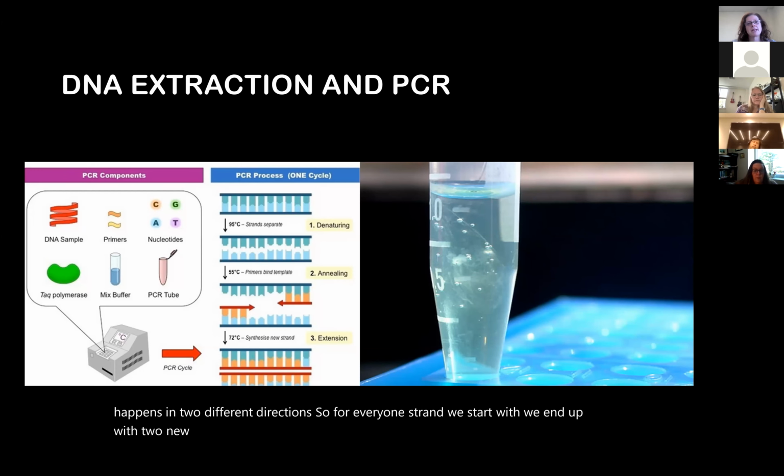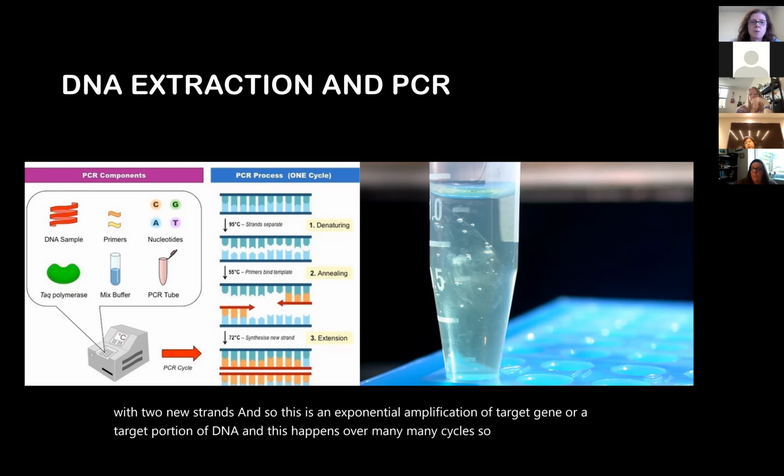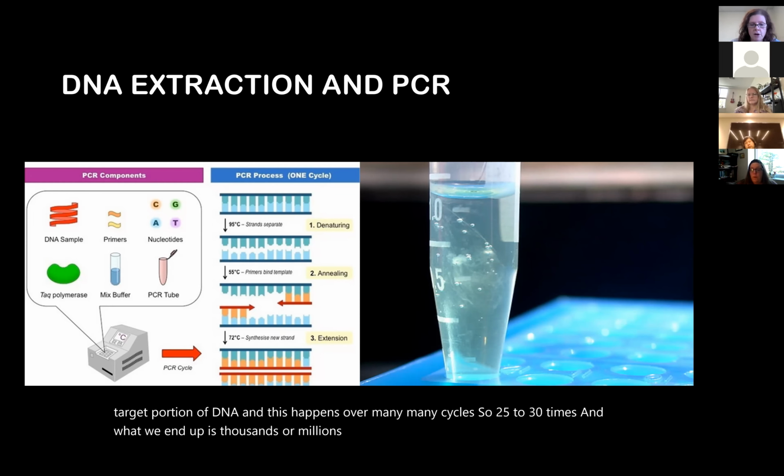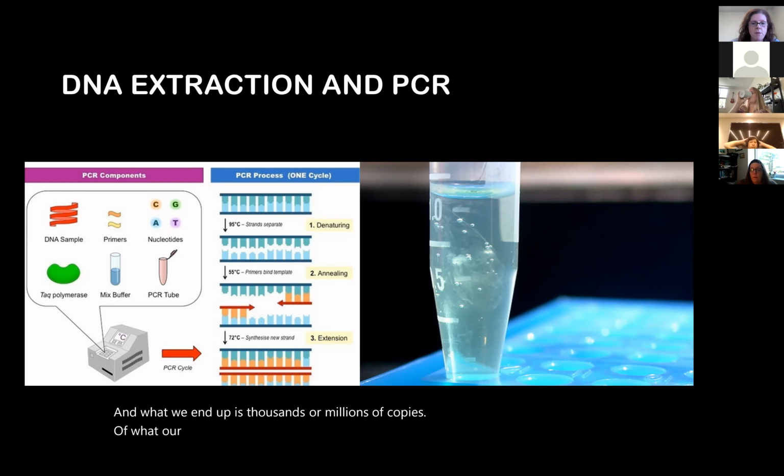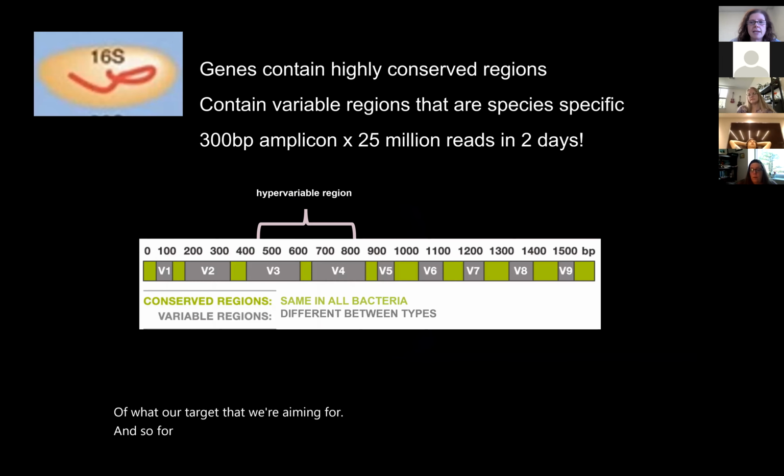And so this is an exponential amplification of a target gene or a target portion of DNA. And this happens over many, many cycles, so 25 to 30 times. And what we end up with is thousands or millions of copies of the target that we're aiming for. And so for us, what we're really looking at is these variable regions of DNA.